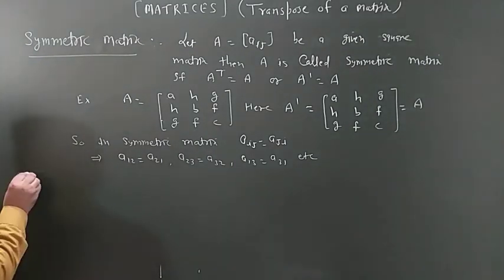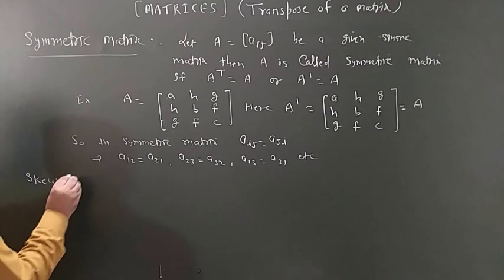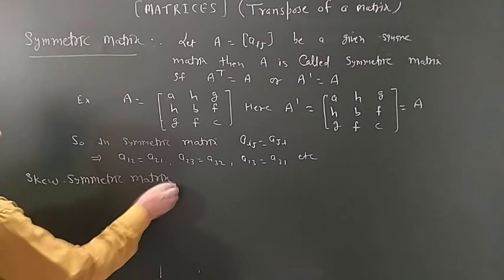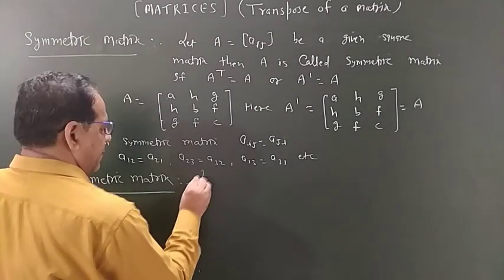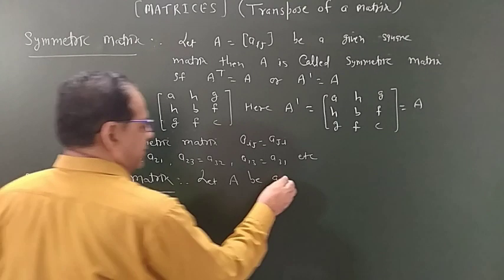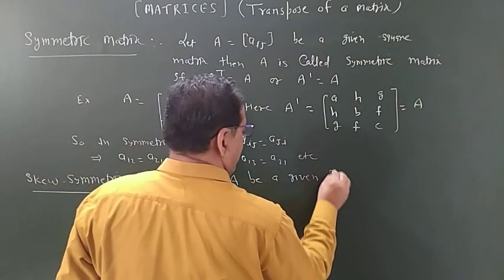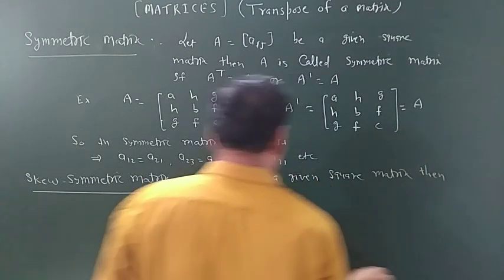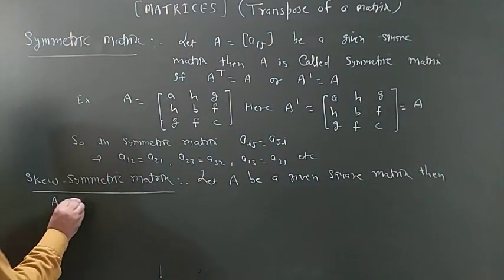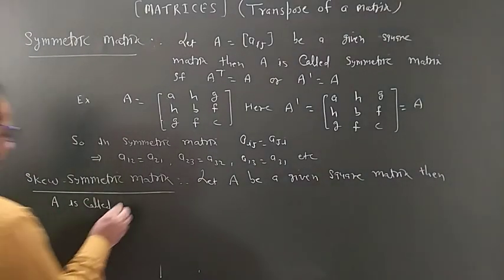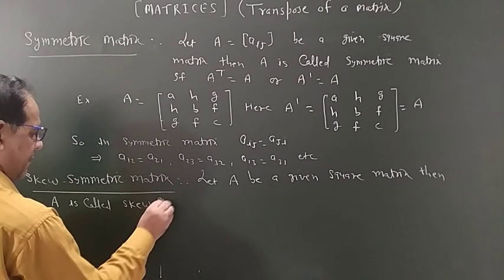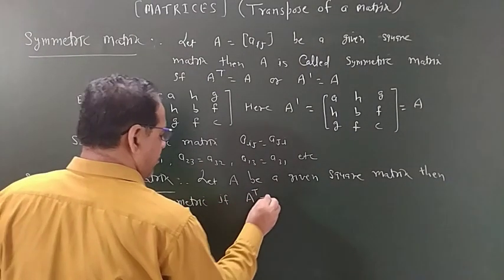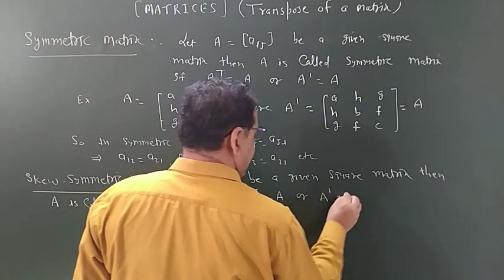And next, skew symmetric matrix. Let A be a given square matrix, then A is called skew symmetric if A transpose equal to minus A or A dash equal to minus A.